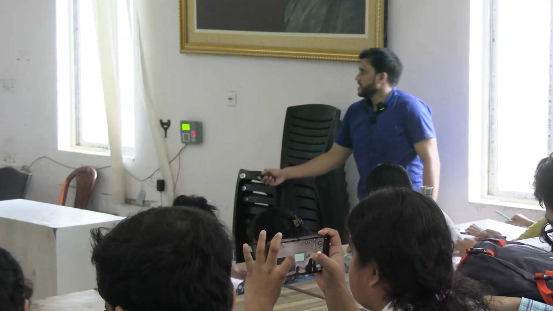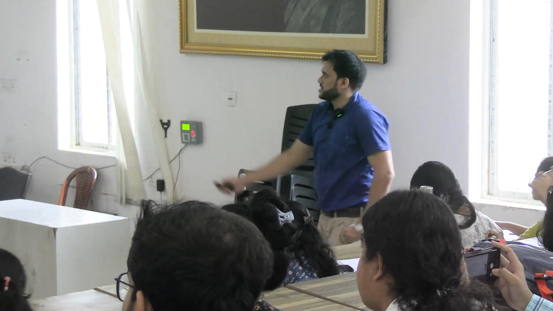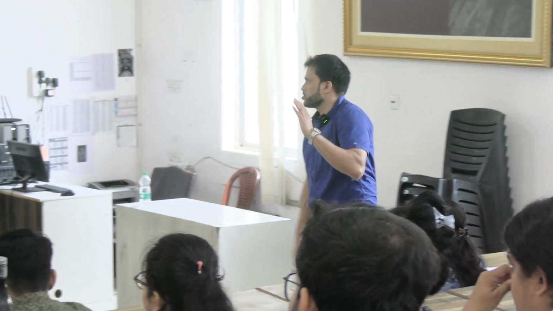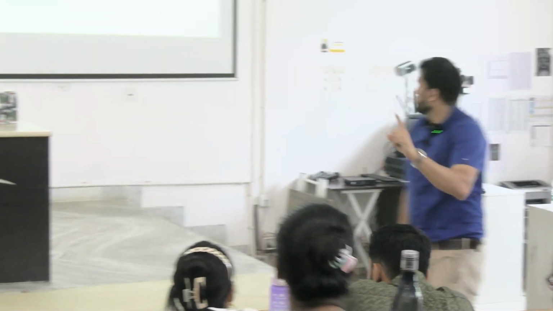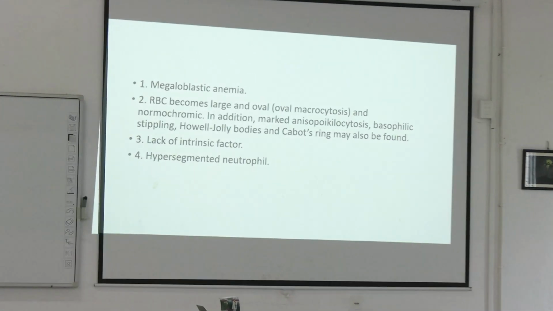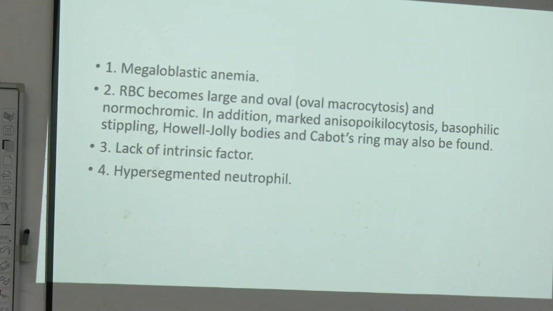Next question. What morphological change occurs in RBC? RBC becomes large and oval. Large and oval, this will be there, that is called oval macrocytosis, and normochromic. So macrocytic normochromic anemia. In addition, in severe cases, there is marked anisopoikilocytosis along with basophilic stippling, Howell-Jolly bodies, and Cabot ring. These are there.